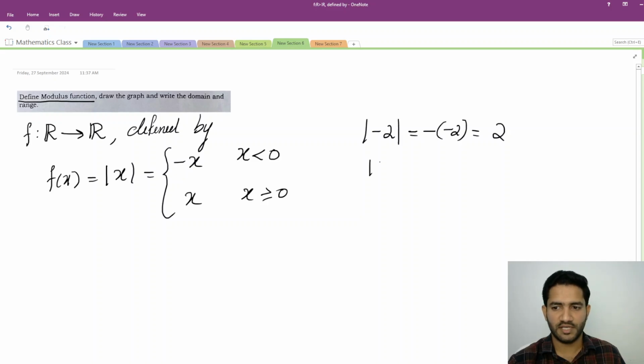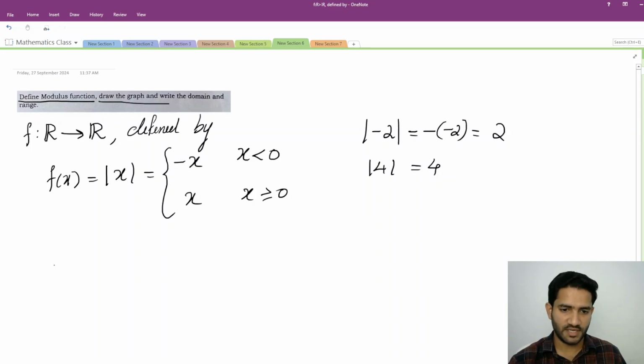Then what's the modulus value of a positive? No need to change anything, the value itself. That's why we define f of x equal to mod x. It is minus x if x is less than 0, and positive x if x is positive. Then draw the graph.